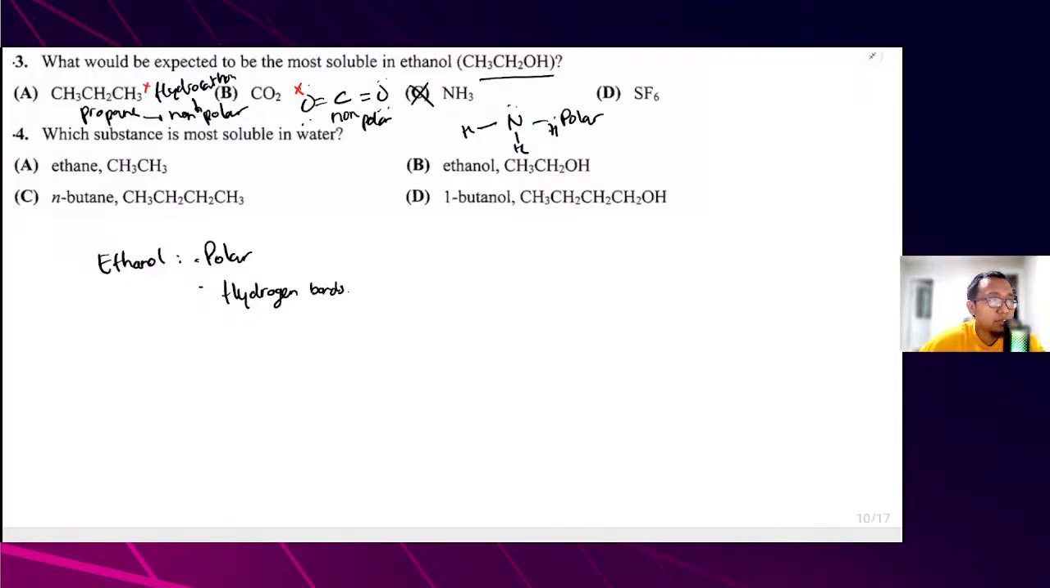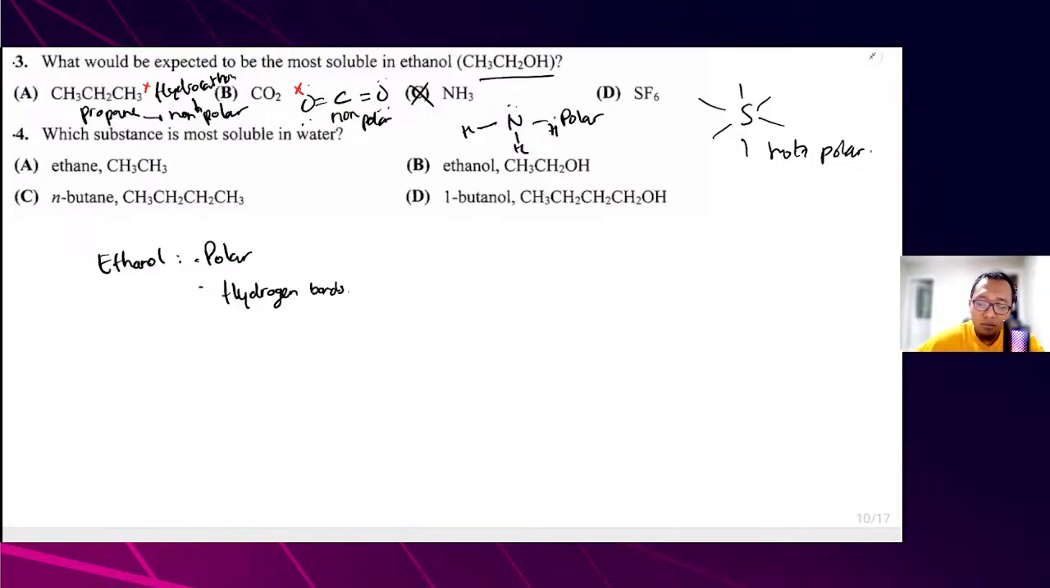How about SF6? This is completely non-polar, because as you can see, SF6 looks like this. It is symmetrical, so we can say the dipoles cancel out.